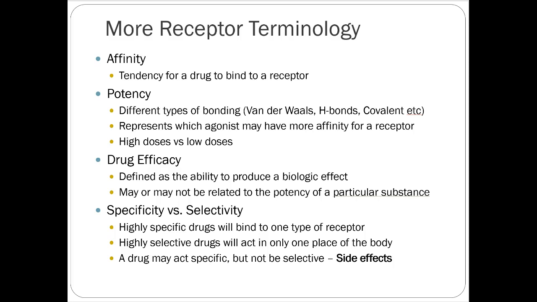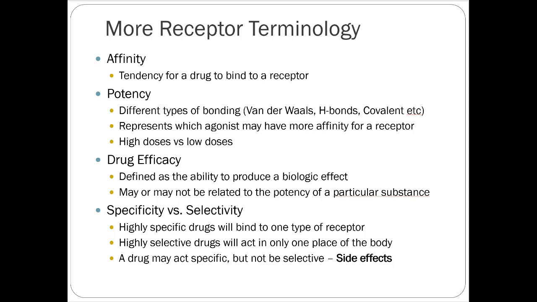All right, I've used the term affinity a couple times today. Affinity is the tendency of a drug to bind to a receptor. Higher affinity, tighter binding. Potency, different drugs, different types of bonding. So potency all has to do with how that drug binds to the receptor and how it interacts, which can have to do with affinity too. So something that has high affinity might have a bit higher potency, but they are different as far as their terminology. You can have them exclusive of each other as well.